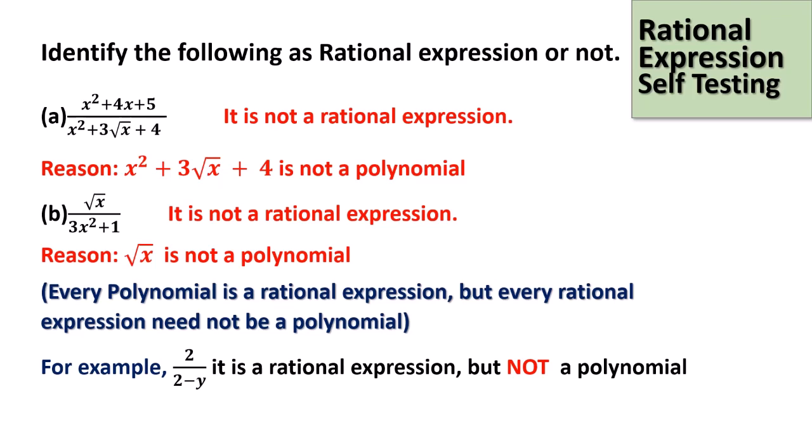Now move toward part B, under root x divided by 3x squared plus 1. It is also not a rational expression. The reason is under root x is not a polynomial.